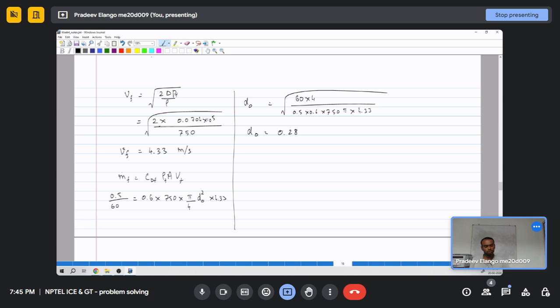Seems very high. Oh, sorry. So it will be 0.5 into 4 divided by 60 into 0.6 into 750 pi into 4.33.